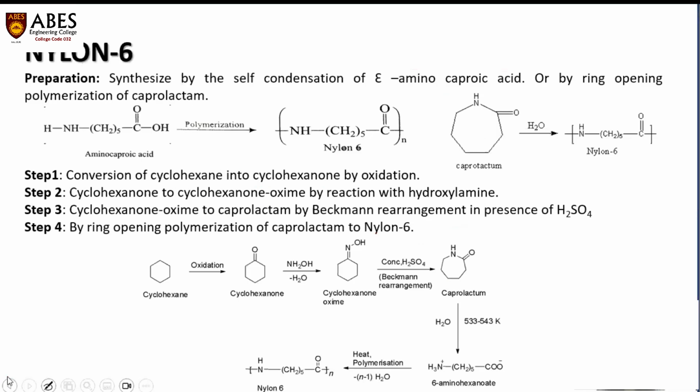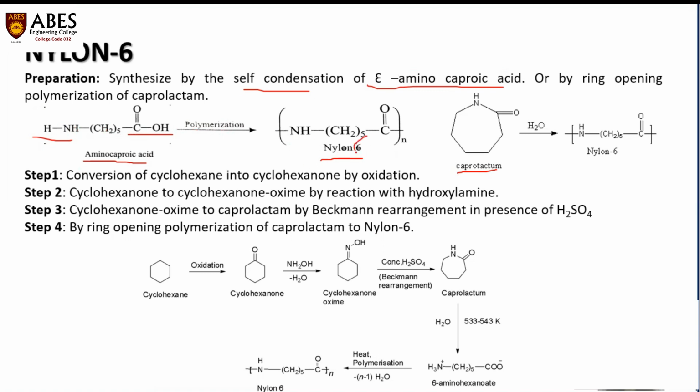Now we will discuss nylon 6. Nylon 6 can be synthesized by the self-condensation of aminocaproic acid, or by the ring opening polymerization of caprolactam. The self-condensation of aminocaproic acid can be done because it has two types of functional group, one on each side of the chain. One side has an acid group and the other side has an amino group. So a self-condensation reaction can take place and nylon 6 can be synthesized by self-polymerization.